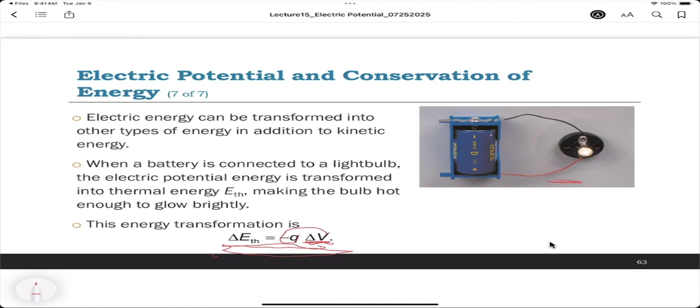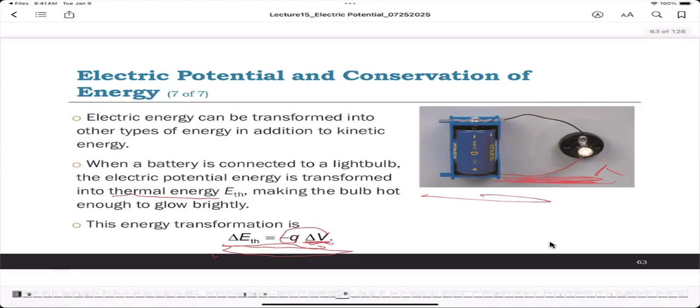Actually, this is a simple example, but you can see similar examples in your real life every day. When you turn on the light in your home, the electric potential energy is transformed into thermal energy to make the bulb bright. Does it make sense to you?